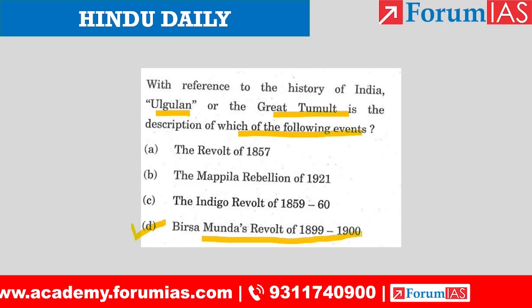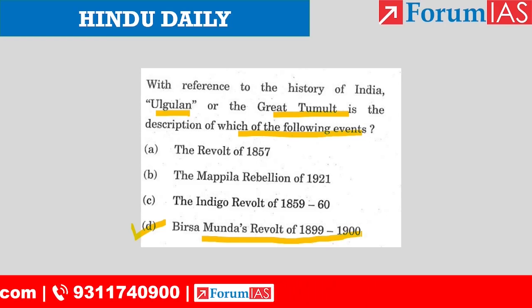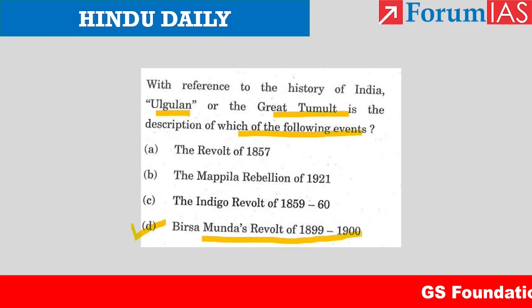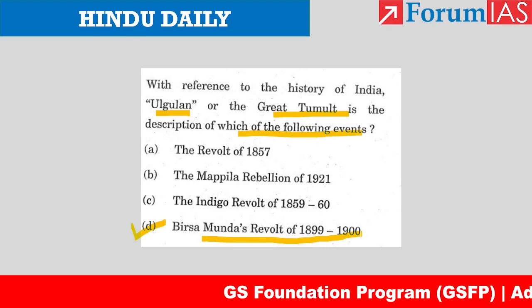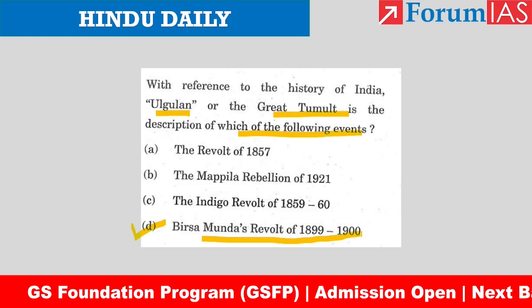The Munda rebellion is one of the prominent 19th century tribal rebellions in the subcontinent. Birsa Munda led this movement in the region south of Ranchi in 1899. The Ulgulan, meaning Great Tumult, sought to establish Munda Raj and independence for the tribal community. So the answer for this question is option D.